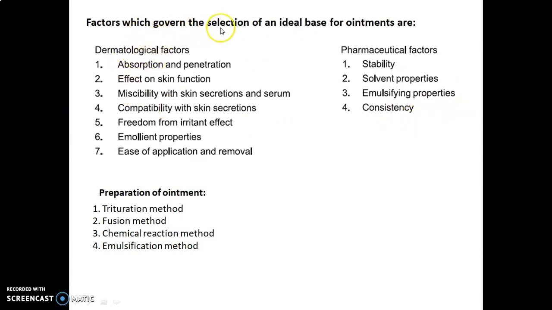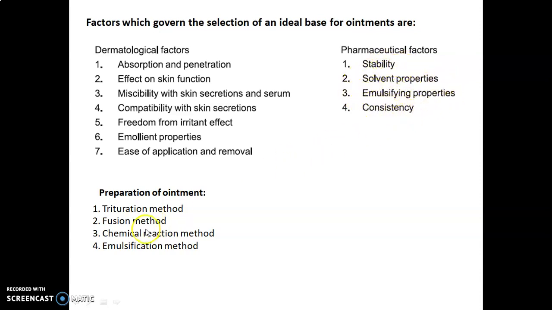The factors which govern the selection of an ideal base for ointments are a total of two factors: dermatological factors and pharmaceutical factors. Dermatological factors are of seven types: absorption and penetration is the first factor. Second is effect on skin function, then miscibility with skin secretions and serum, then compatibility with the skin secretions, freedom from irritant effect, emollient properties, ease of application and removal. Second, the pharmaceutical factors have four points: stability, solvent properties, emulsifying properties and consistency.